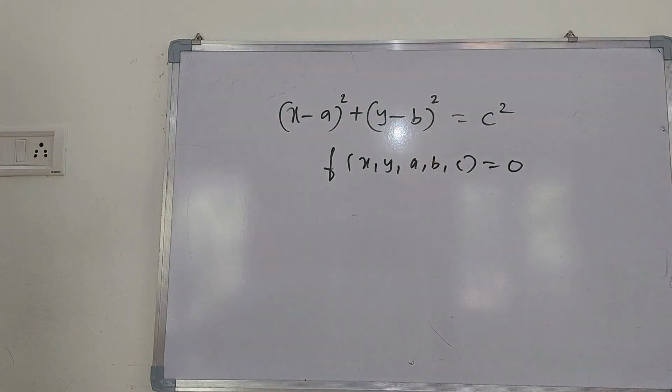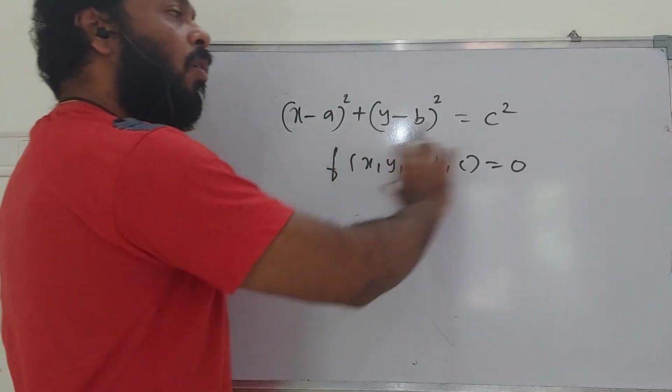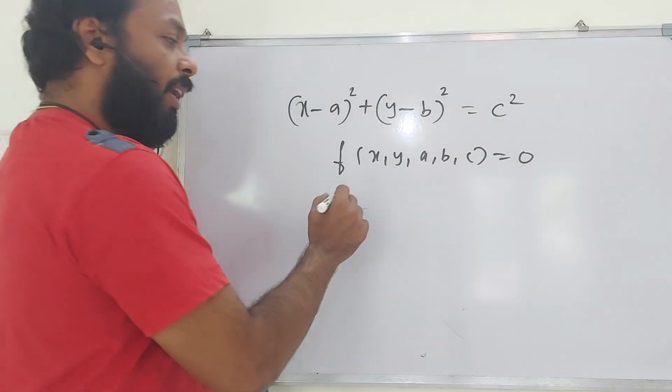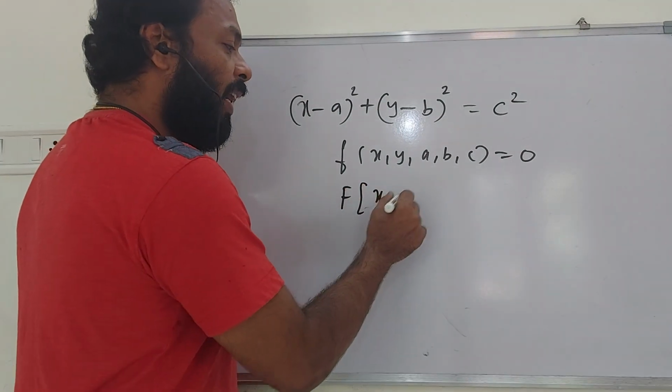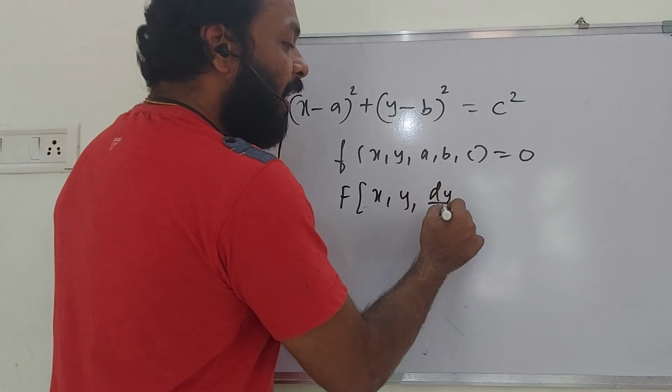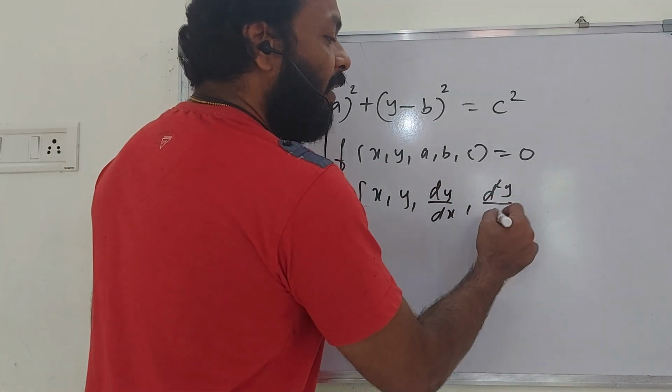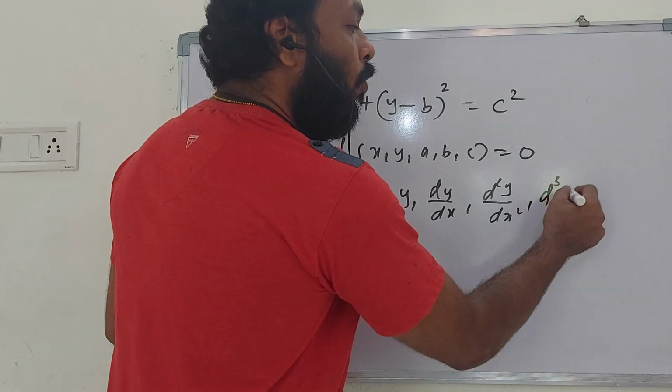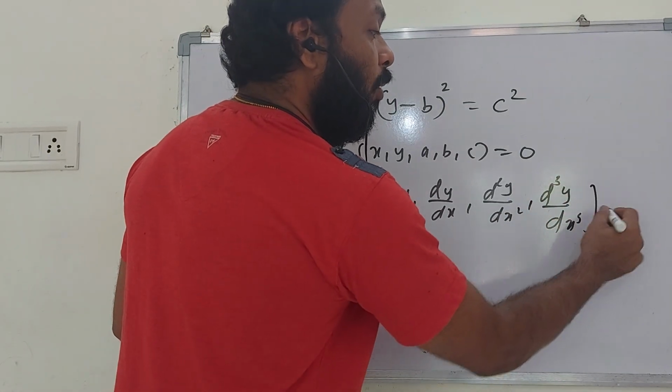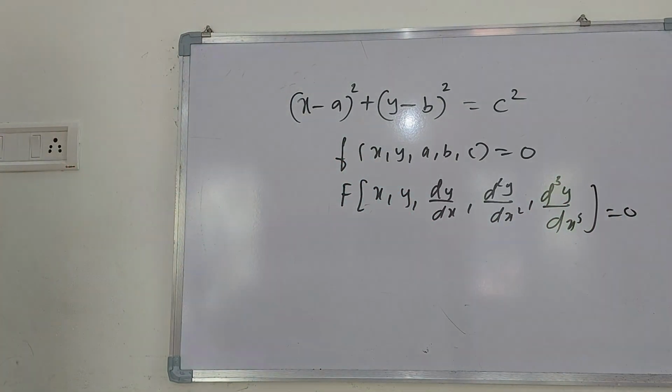It is called a 3 parameter family of curves. By eliminating all the 3 parameters, we get a differential equation involving x, y, dy by dx, d square y by dx square and d cube y by dx cube equal to 0, which represents a third order differential equation.